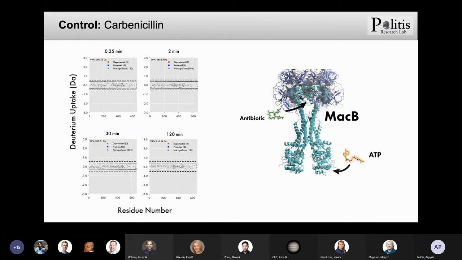Obviously, there is a control experiment where we try a drug that is known not to bind to the transporter, such as carbenicillin. That shows here with a good plot that we don't have any significant changes, which gives us quite a lot of confidence that what we see in our experiments in the drug binding is real.